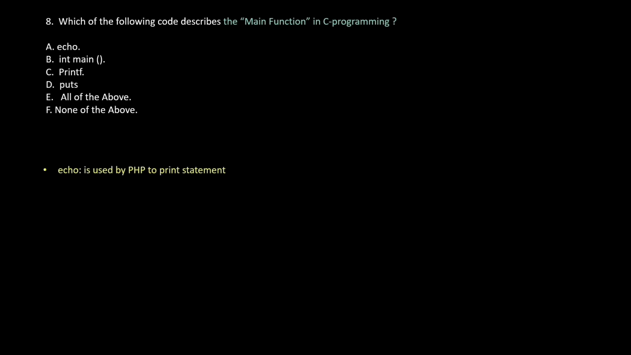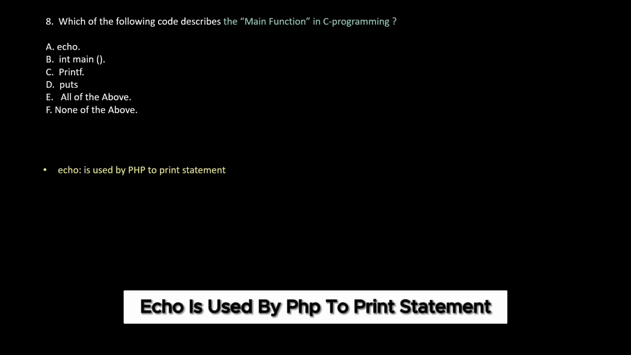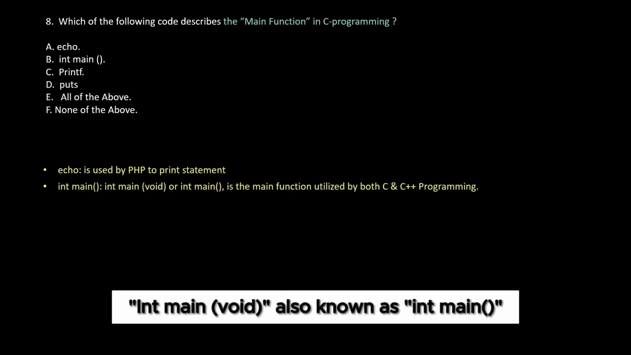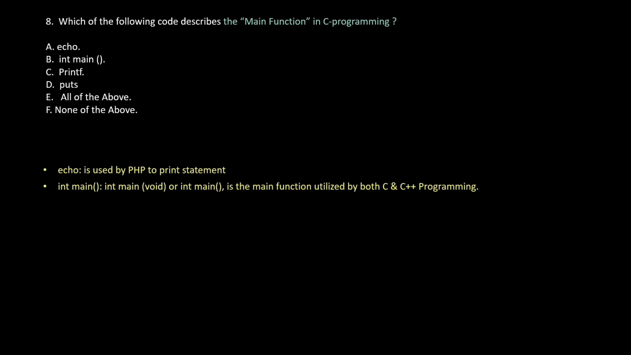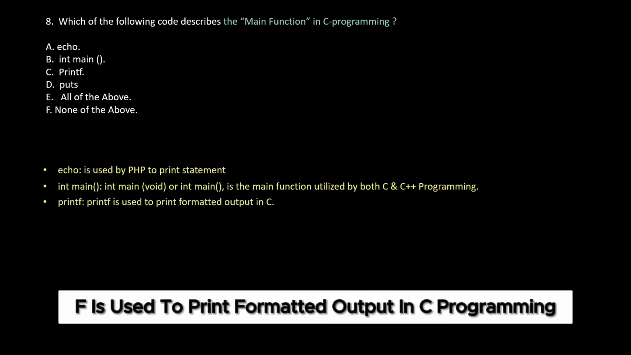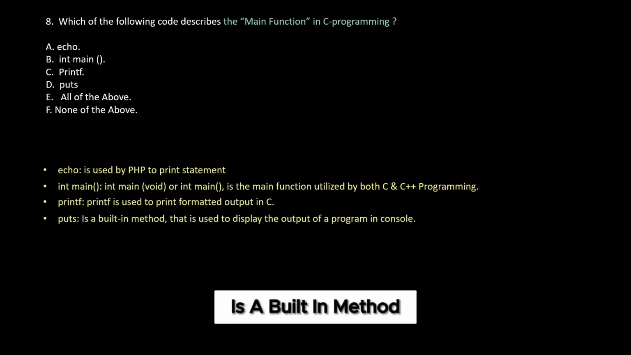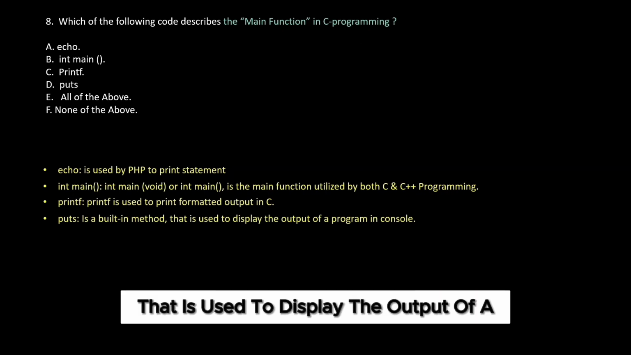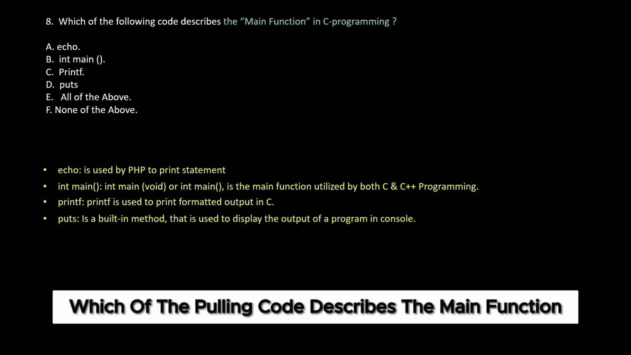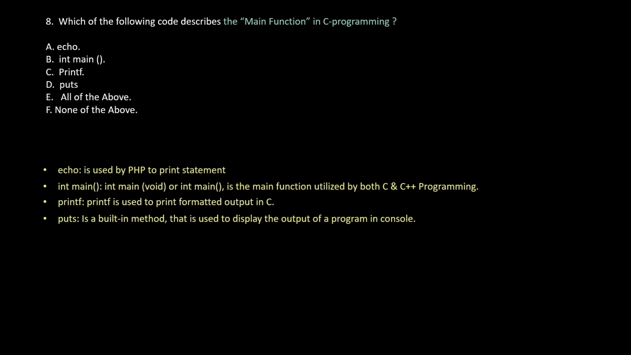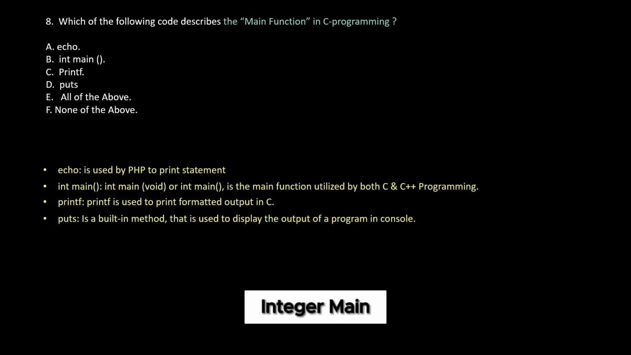Defining the options given, echo is used by PHP to print statements. Integer main, open bracket, void, close bracket, or integer main, open bracket, close bracket, is the main function utilized by both C and C++ programming. Printf is used to print formatted output in C programming. And puts is a built-in method that is used to display the output of a program in the console. So going back to the question again, which of the following code describes the main function in C programming? The correct answer to this question is option B, integer main.